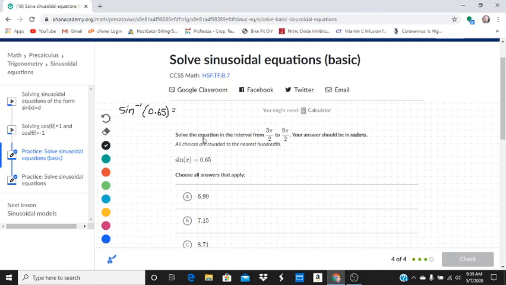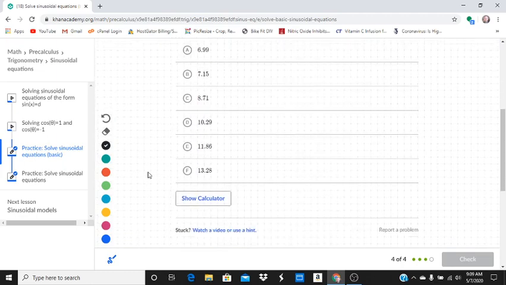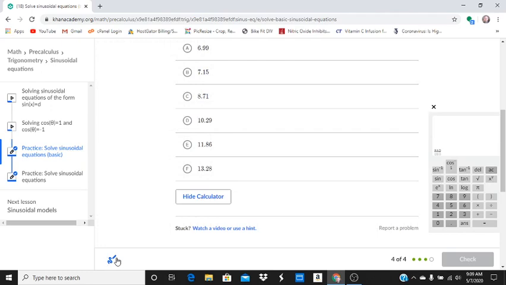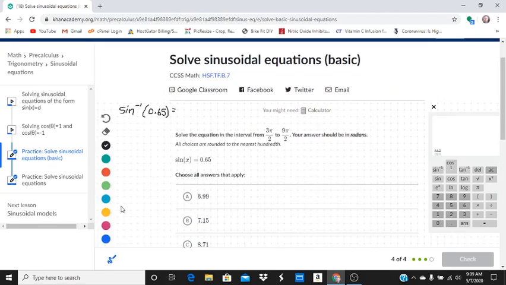Let's go scroll down and get out the calculator. So I'm going to have to turn off the writing to show the calculator. Now I can bring it back. Okay, so we're in radians, we're going to do inverse sine of 0.65. Hit enter. Okay, and that's going to give us 0.71.